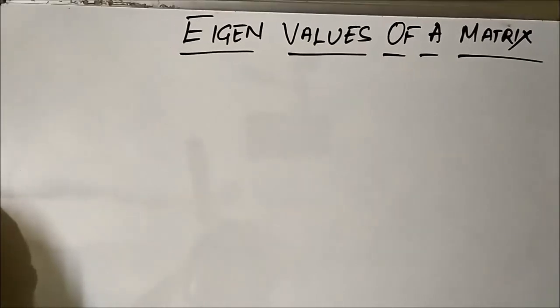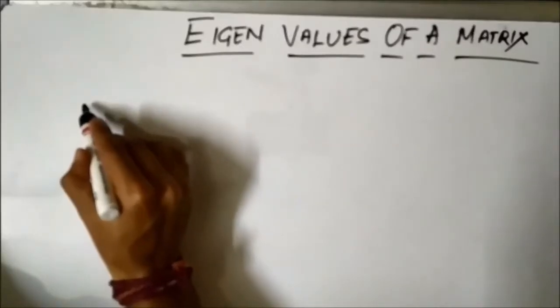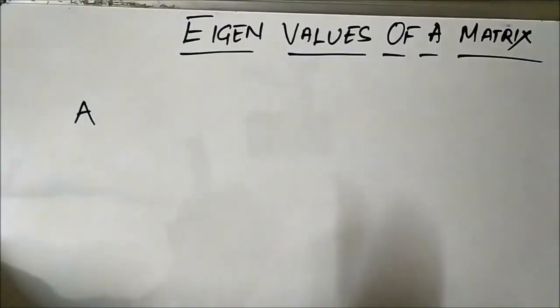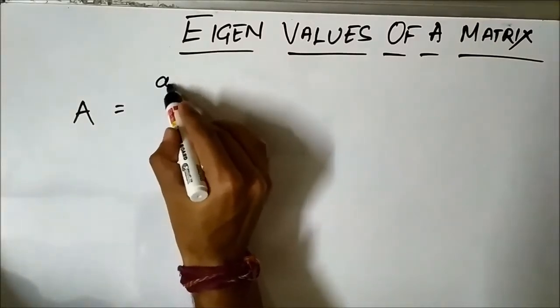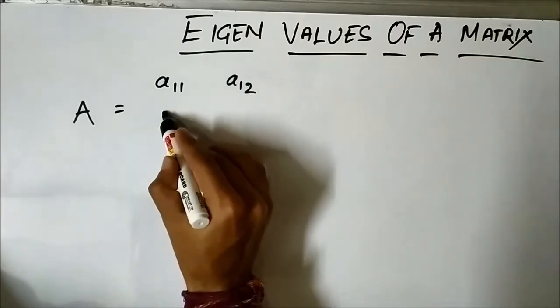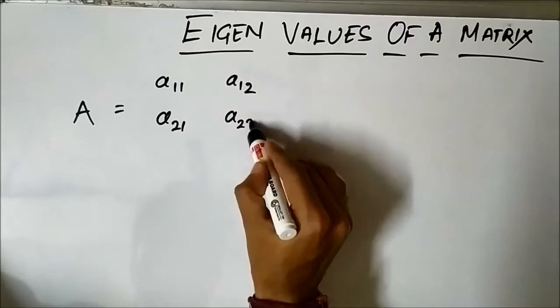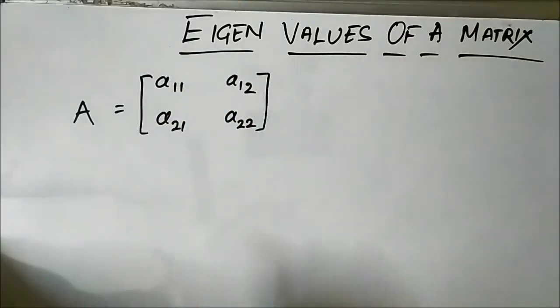Okay, let us say we have a matrix. We are considering a 2 cross 2 matrix, which is given by A11, A12, A21, A22. Okay, this is the 2 cross 2 matrix. Now we have to determine its eigenvalues.